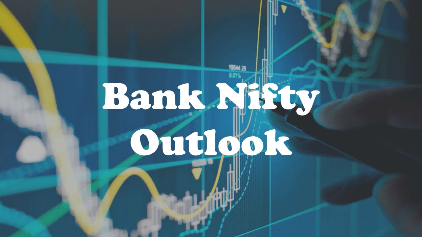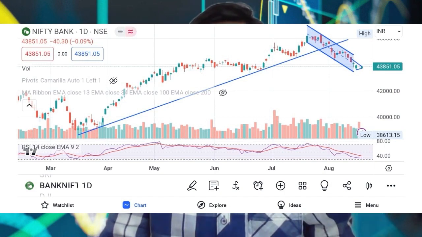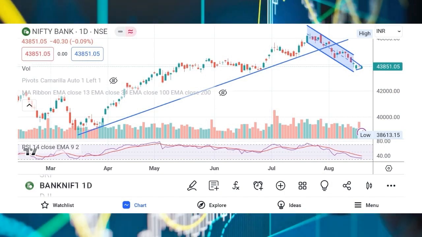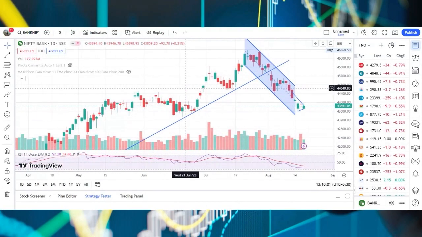What the charts of the Bank Nifty are indicating for the next week. Now, this is the Bank Nifty daily chart you will see on the screen. This is the chart which we have been discussing regarding Bank Nifty since the last couple of weeks. This is the downward falling channel which we have been mentioning since the last couple of days also.